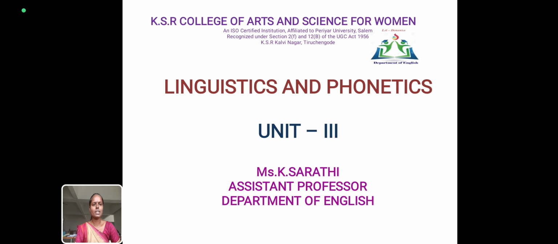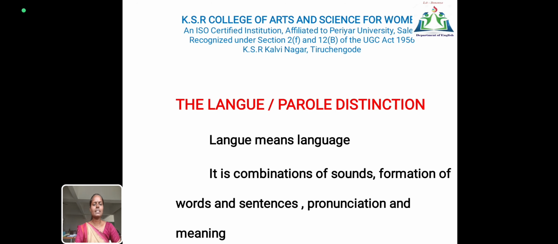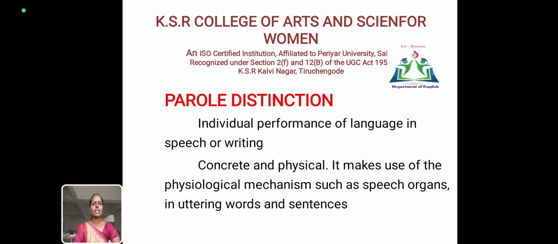Today we are going to learn about Unit 3, Linguistics and Phonetics. There is a difference between langue and parole distinction in linguistics. Langue means language. It is a combination of sounds, formation of words and sentences, pronunciation and meaning. Parole is the individual performance of language in speech or writing, the concrete and physical mode. It makes use of the physiological mechanism, such as the speech organs, in uttering words and sentences.